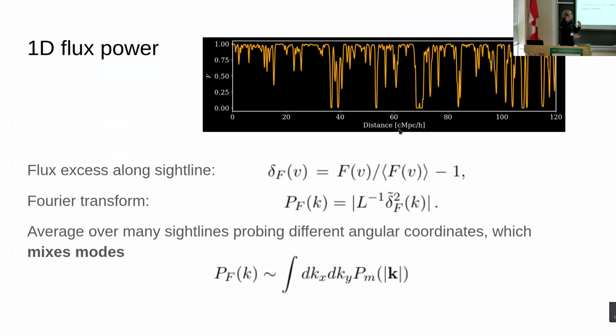Okay, so what do we do with this? So we extract about 1 million sight lines from every simulation snapshot. They look like this. We Fourier transform the absorption along the sight line, and we take the power spectrum. And then we average over all the sight lines. So what this does is it effectively integrates over two angular directions, mixes modes, which is kind of annoying, but we get then this summary statistic, the flux power spectrum along the line of sight of the quasar.